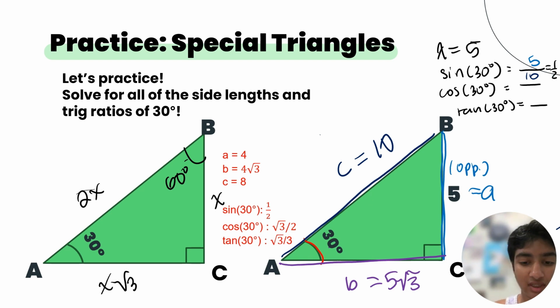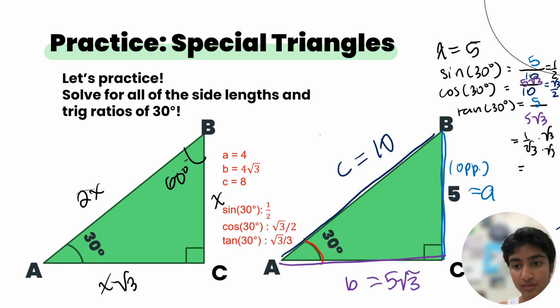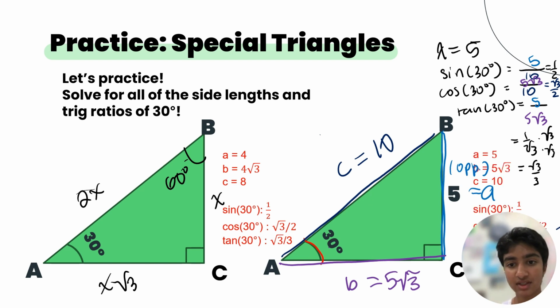I'm going a little bit off the screen here, but that's okay. And then cosine 30 degrees is adjacent over hypotenuse. Adjacent is B. B is 5 root 3. 5 root 3 over hypotenuse, which is 10. So you can cancel them out, and you get root 3 over 2. Okay, great. Now for the last one. Tangent, TOA: opposite, A, 5, over adjacent, B. B is 5 root 3. And then we simplify once again. And then remember, rationalize the denominator, so we get root 3 over 3.